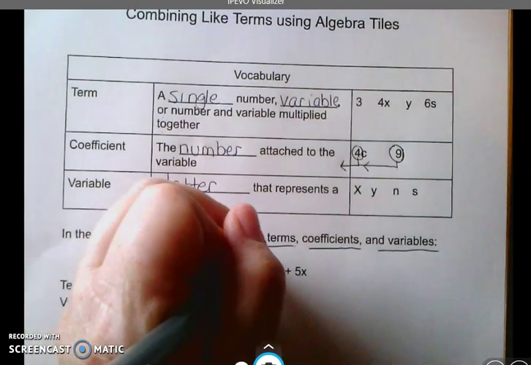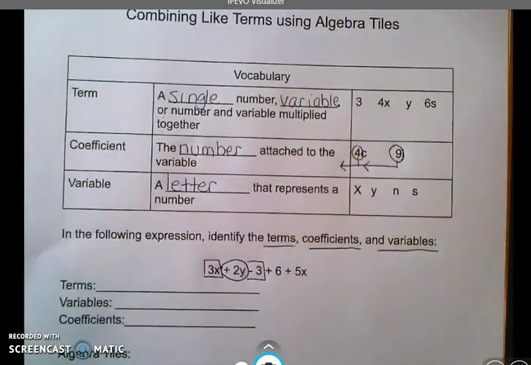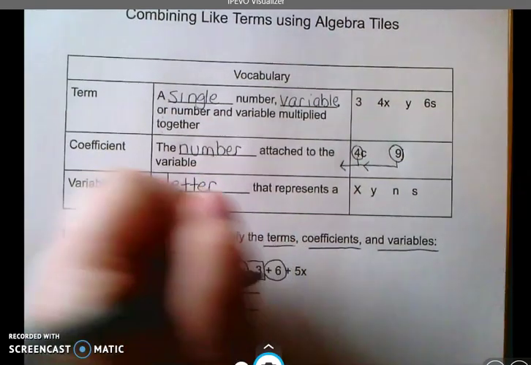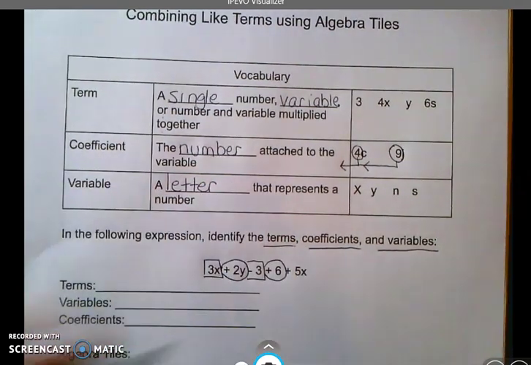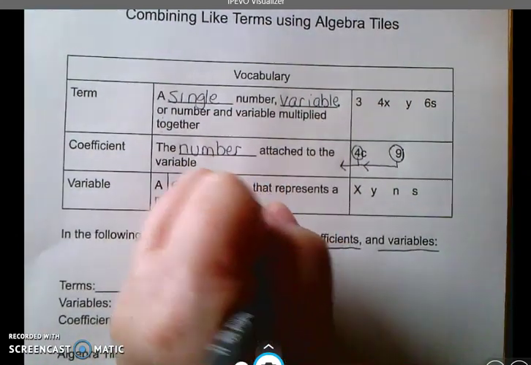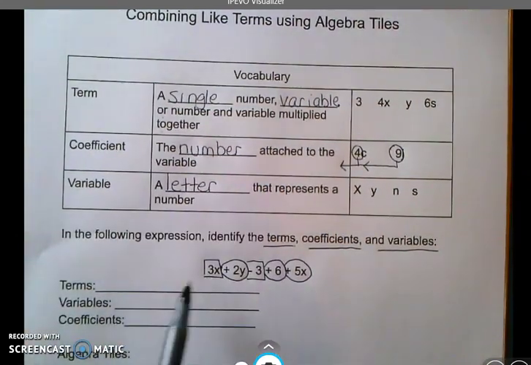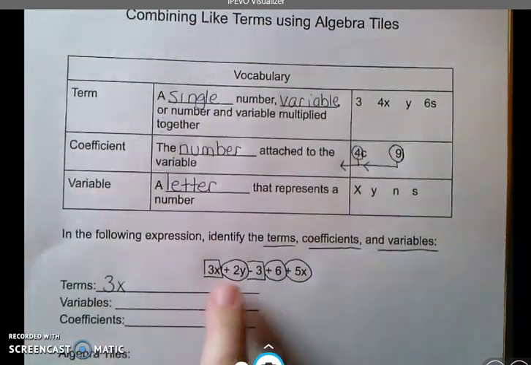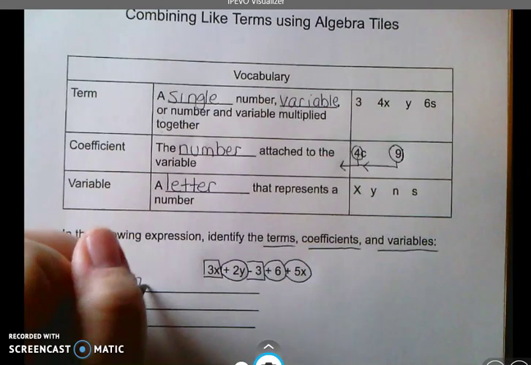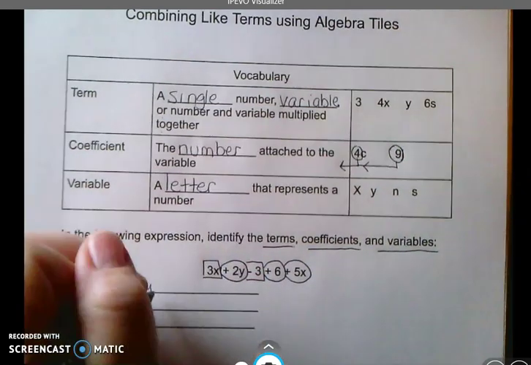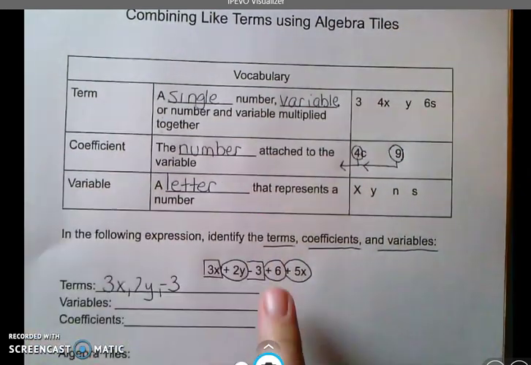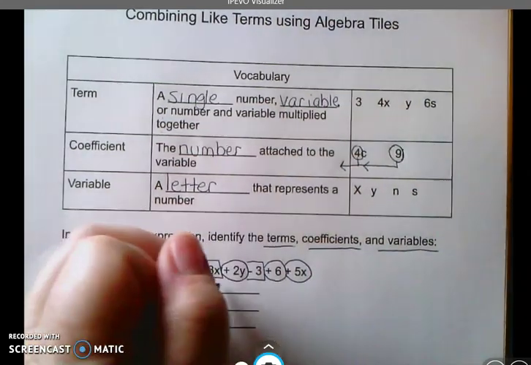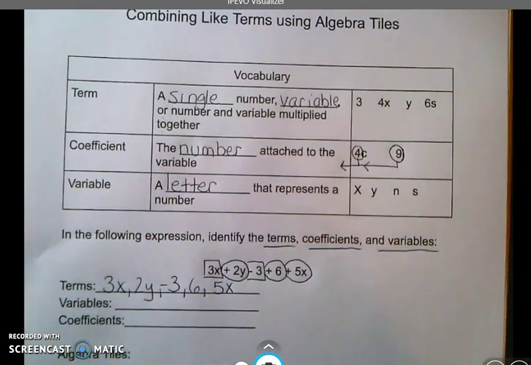Minus 3 or negative 3 is a term. Plus 6 is a term. And plus 5x is a term. So I have 5 terms in this problem. I have 3x, positive 2y, negative 3, positive 6, and positive 5x. Those are all my terms.